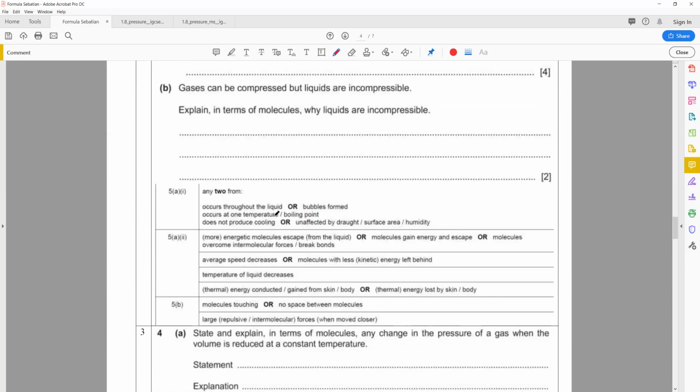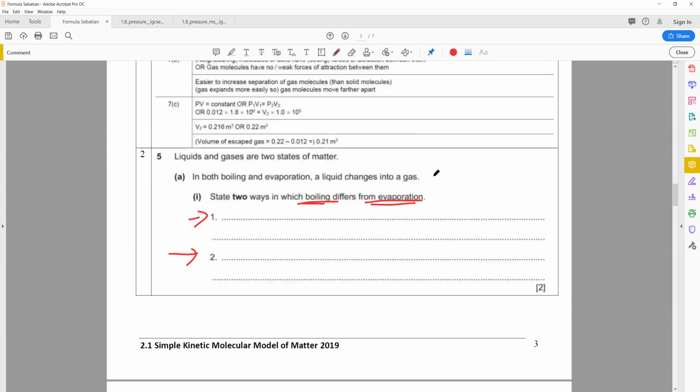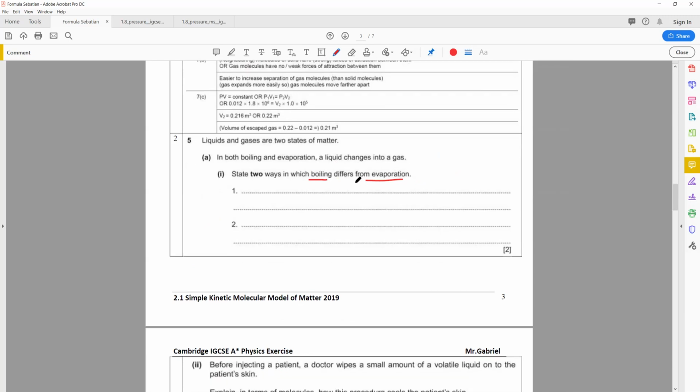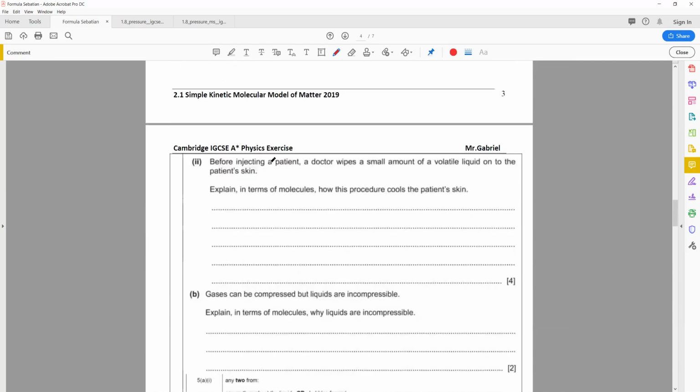You can see these are the answers given as well. You can even write bubbles are formed when boiling occurs, but generally, I would not write this. I would just definitely write surface, throughout, any temperature, boiling point only. These are the 2 most standard answers for IGCSEs if they ever ask about boiling and evaporation, which is quite honestly common sense. I don't think anyone needs to memorize that. If you've ever seen anything boil or evaporate before, you understand what I'm talking about.